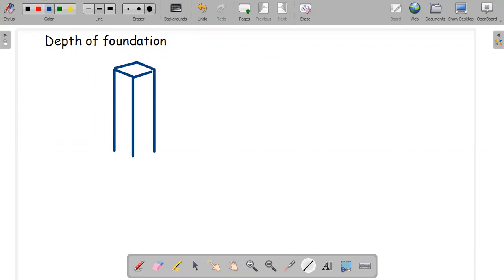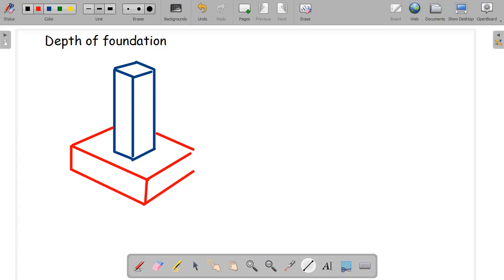So this is the column. I will draw this footing. This is the column. And this is the footing. So this is a 3D view of this footing. We know all the structural load is borne by the footing or foundation. They transmit the structural load to the soil. So this is the column and this is the footing.